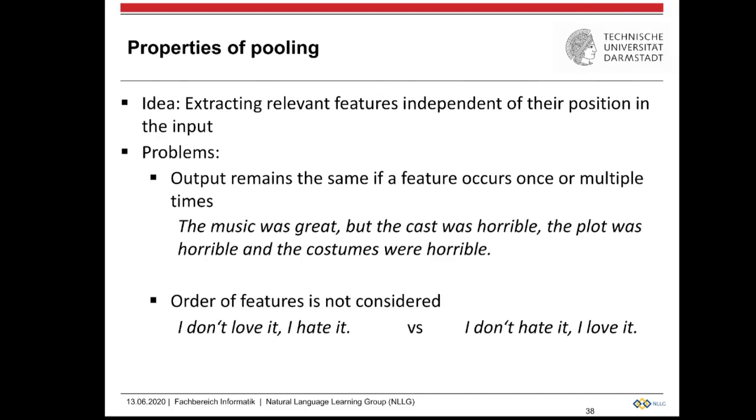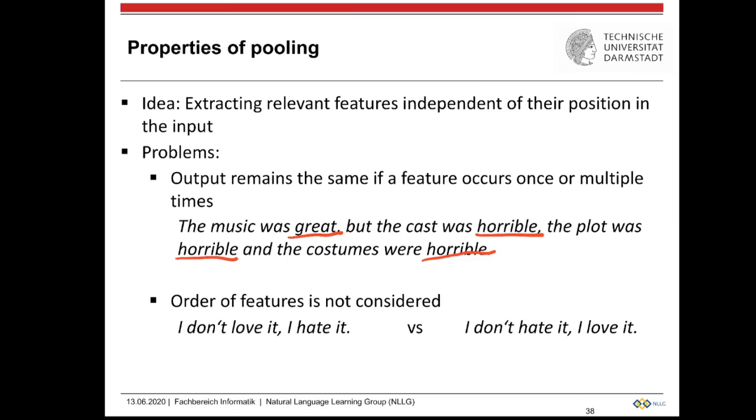The idea is to extract relevant but prominent features independent of their positions, which causes two problems. First, the times of the predictors are neglected. For example, we can use convolution operations to get one great predictor and three horrible predictors, right? But if we apply the pooling operation later, we will only get one great and one horrible as predictors. So the prediction of this sentence becomes unclear.